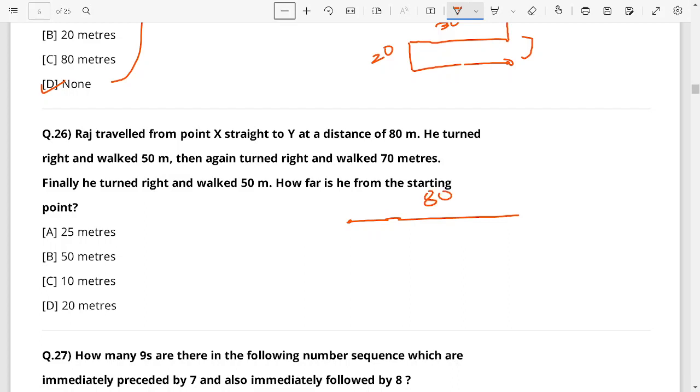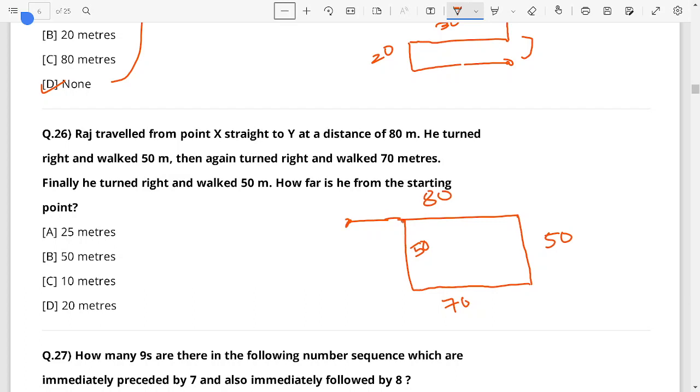He turned right. His perspective of right will be like this. He turned right and walked 50 meters. Then he again turned right, that is, it will be like this, and he walked 70 meters. Right? And finally he turned right again, like this, and walked 50 meters. How far is he from the starting point? So this is the starting point, and he stopped here, right?